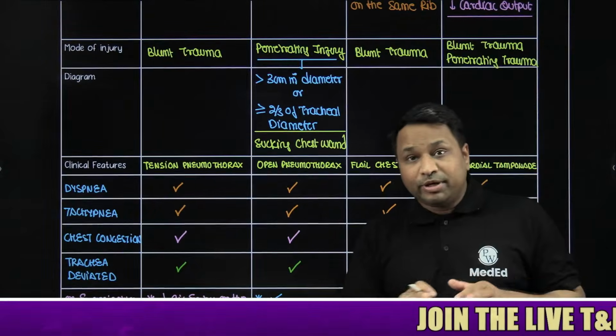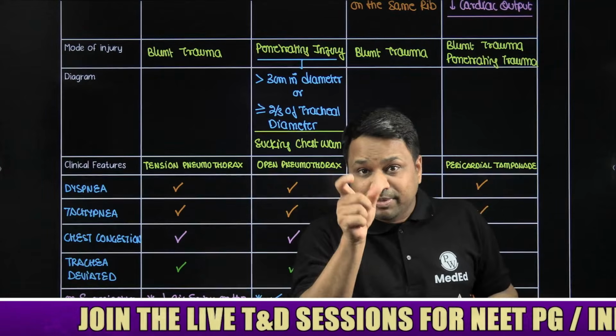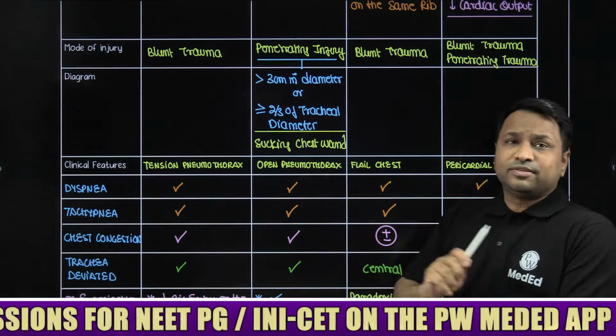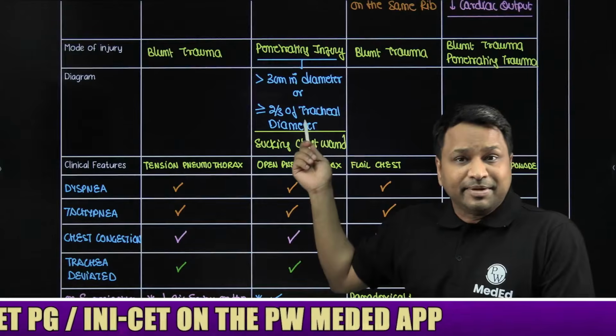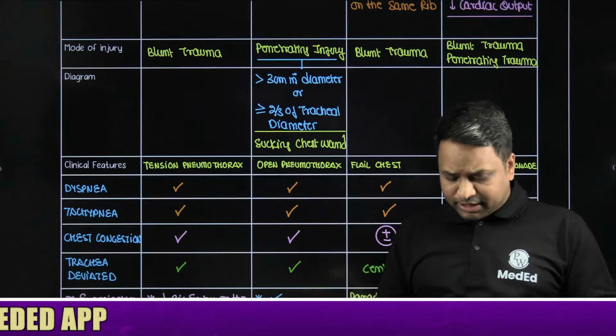Remember, to create an open pneumothorax, I can't take a small pin, poke it, and say it is creating an open pneumothorax. No, there has to be a minimum size of injury. The minimum size of the injury has to be either more than 3 centimeters in diameter, or more than or equal to 2/3 of the tracheal diameter, and this is also called a sucking chest wound.